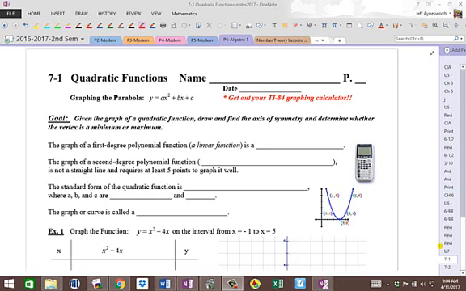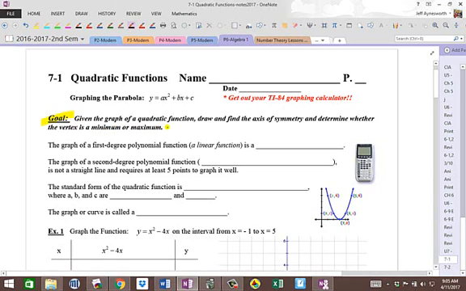We're going to get into our first lesson on quadratic functions, which are second degree functions. We're looking at y equals ax squared plus bx plus c, and we're going to learn how to graph them and the different parts about them. So our goal basically is this. It's a simple one. It's an intro lesson.